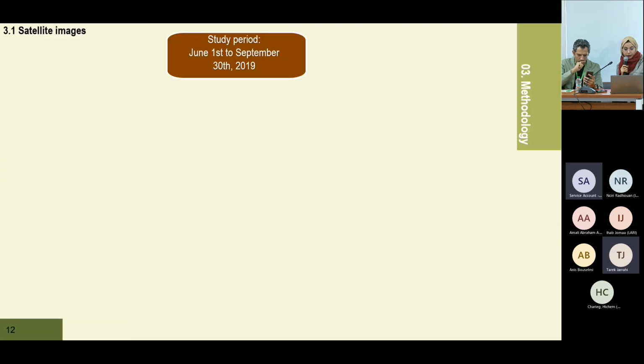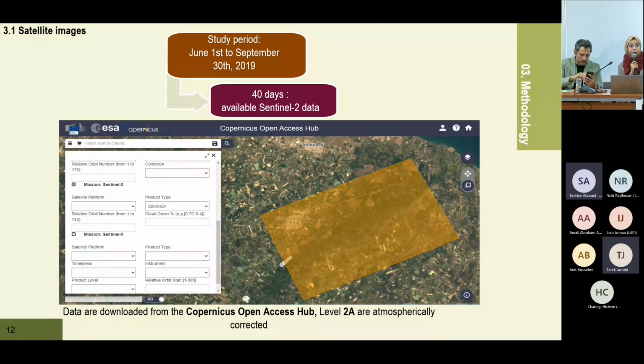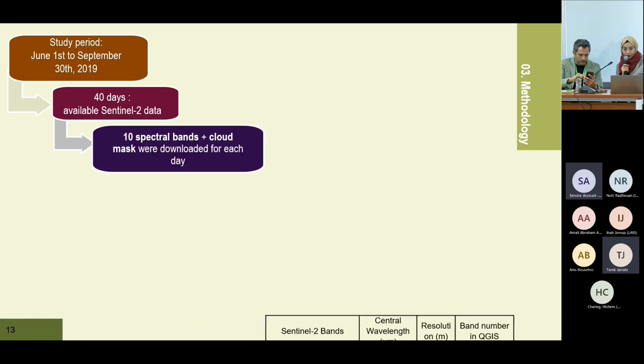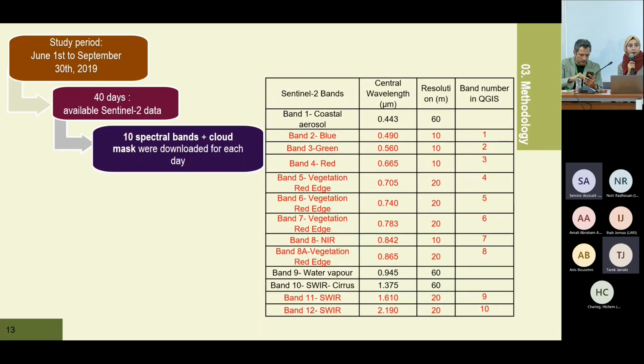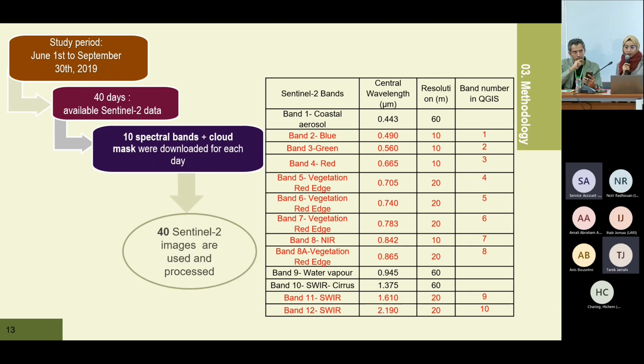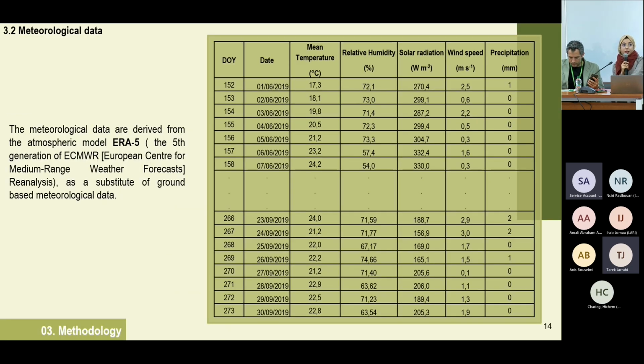So for the satellite images, our study period was from June 1st to September 13, 2019. During this period, we found 40 days where we have available Sentinel-2 data. The data was downloaded from the Copernicus Open Access Hub, Level 2A, which means that they are atmospherically corrected. For each Sentinel-2 image, we have 10 spectral bands and the cloud mask. The bands are the ones highlighted in red. In total, we were able to process and use 40 Sentinel-2 images. The meteorological data were derived from the atmospheric model, the fifth generation of the European Centre for Medium-Range Weather Forecasts analysis, as a substitute for ground-based meteorological data.